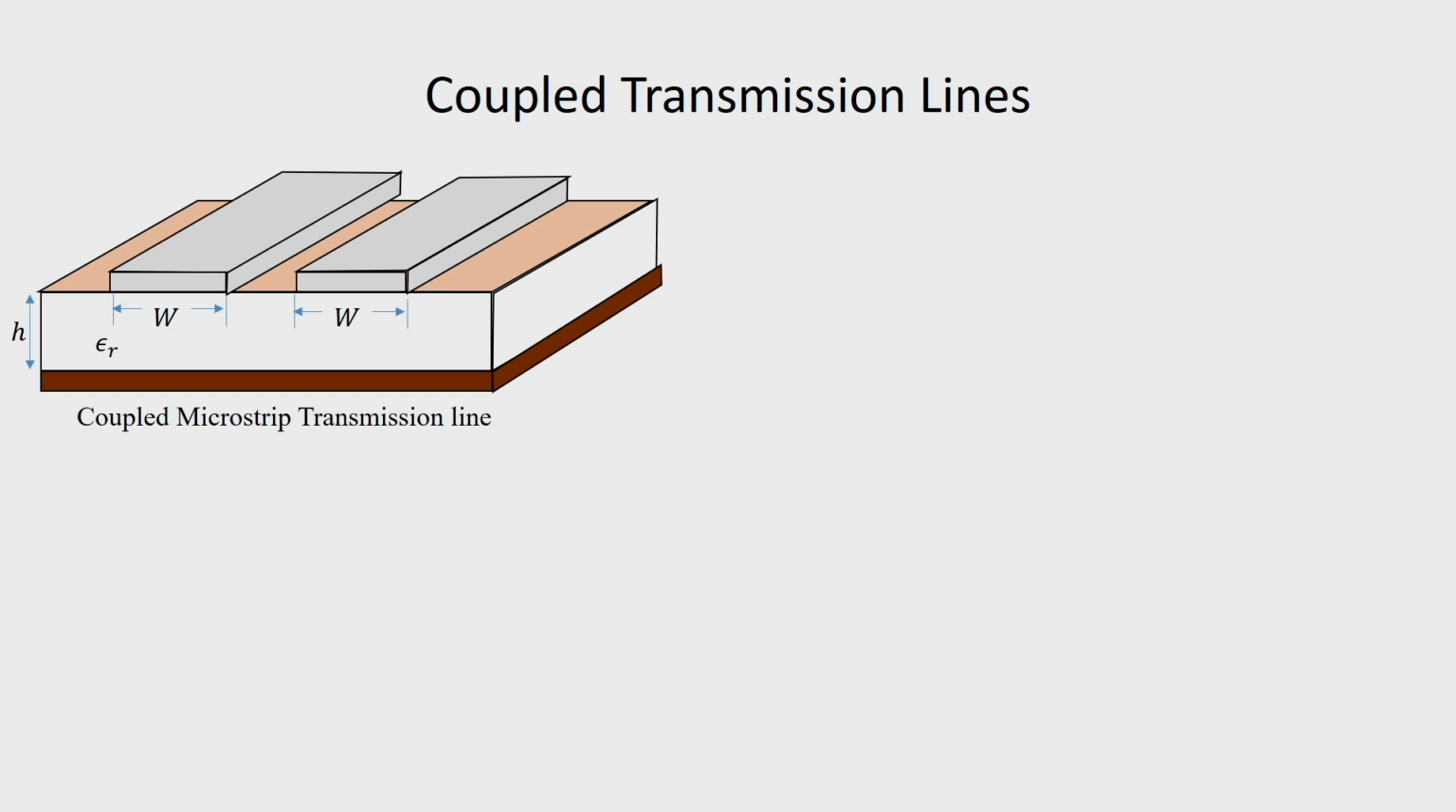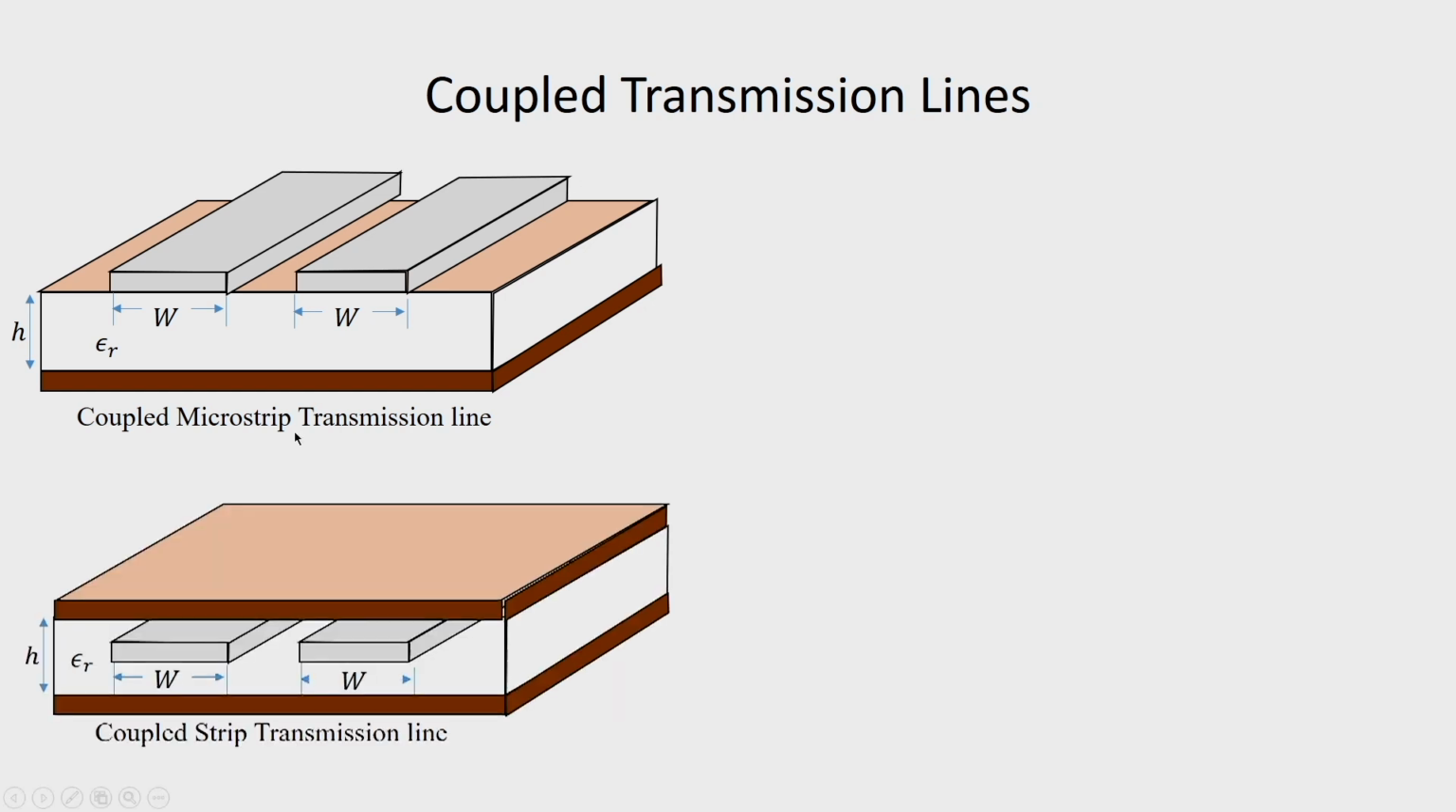We go to another form of transmission line, which is the coupled transmission line, and this type of line is extensively used for designing filters. Here we have two microstrip lines, they are separated by a distance and they get coupled. We also have another form of line, which is a coupled strip line, where these two central conductors are side by side, and we have ground planes on top and bottom.